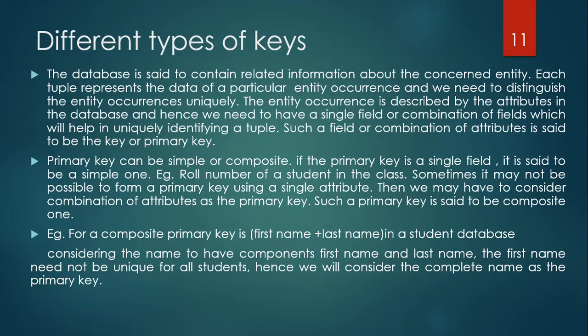Sometimes it may not be possible to form a primary key using a single attribute. So we may not always be able to find a single field. In such a situation, we may have to consider a combination of attributes as the primary key. Such a primary key is said to be a composite one.